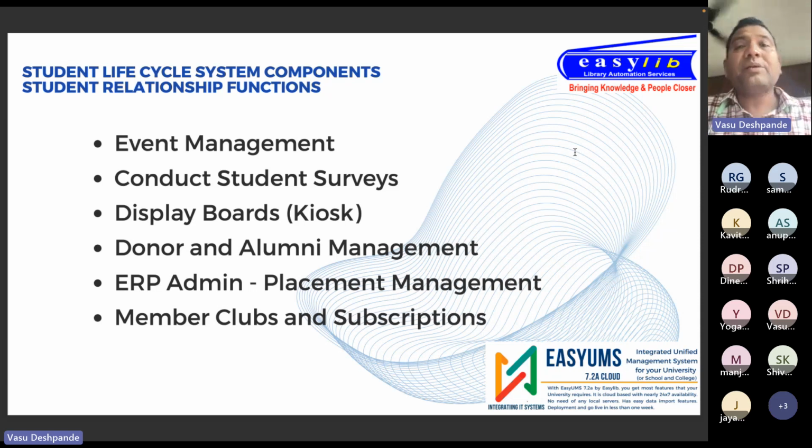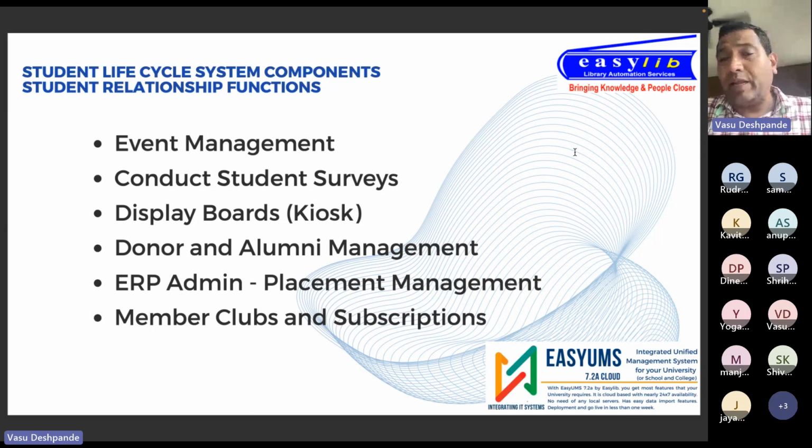So you conduct surveys continuously. Even the government of India, the NIRF or the NAAC, they also expect that you are indeed conducting student satisfaction surveys. So the student satisfaction survey becomes a core component of your student life cycle system. Then you have display boards to display what's going on in your college, to be in touch with the students through different means and so on.